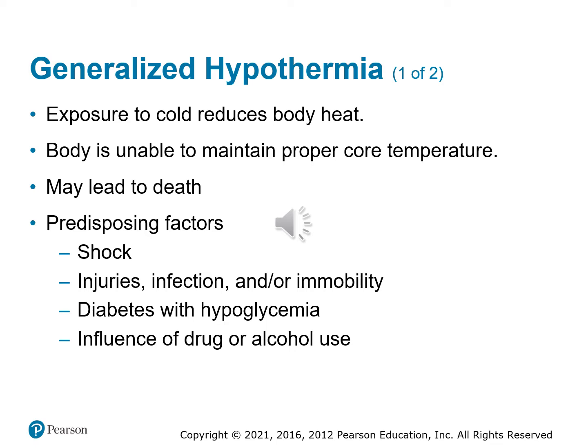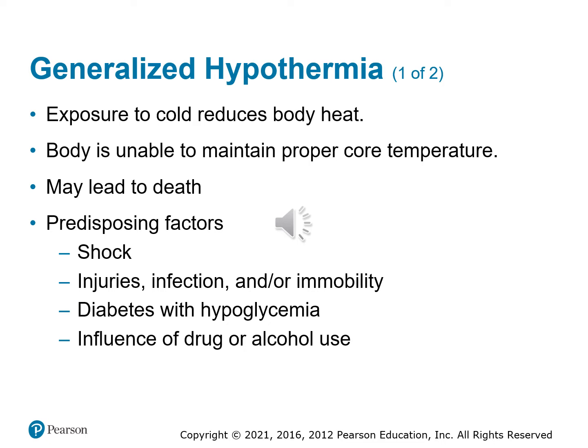So generalized hypothermia is going to be when the cooling affects the entire body. This is going to be when you have exposure to cold, reducing the body heat, and then the body is unable to maintain the proper core temperature. It is kind of a progressive issue that can eventually lead to death. There's a graph in your textbook under table 35-1 that kind of breaks down that process, and as the body temperature drops, the symptoms and what you're going to see.